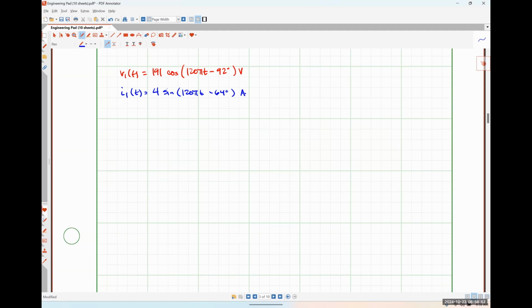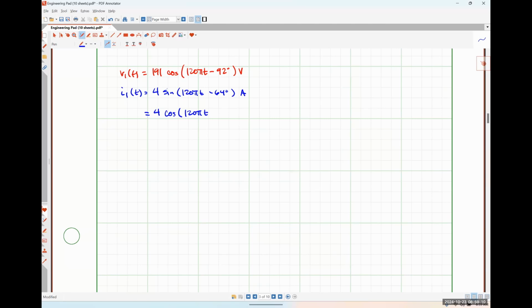So this is a comparison of sinusoidal signals. So I need to convert that sine function into a cosine function. So that's going to look like 4 cosine 120 pi t.